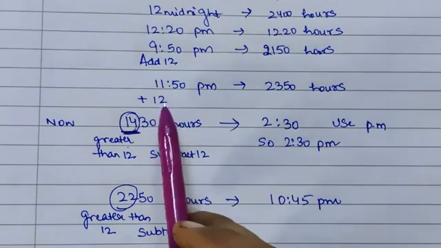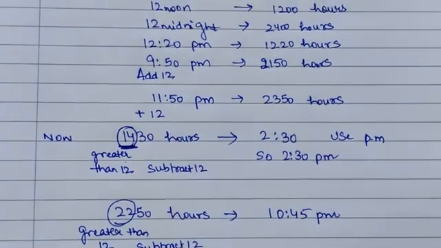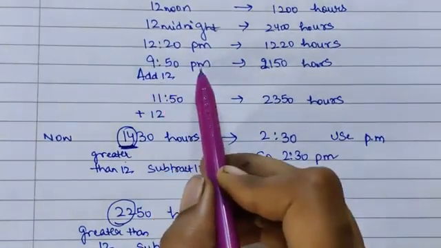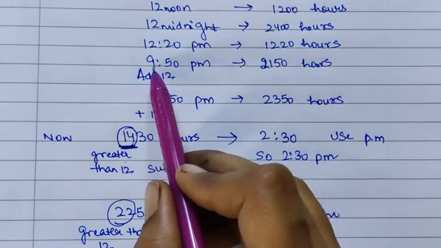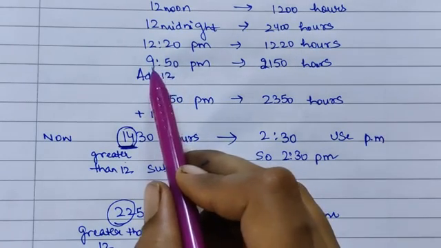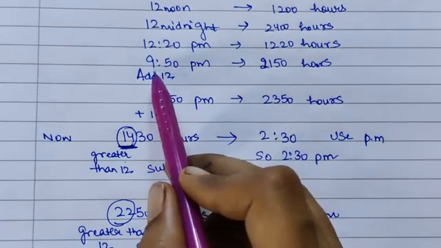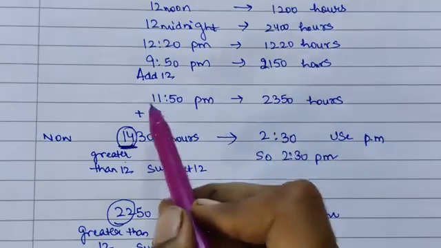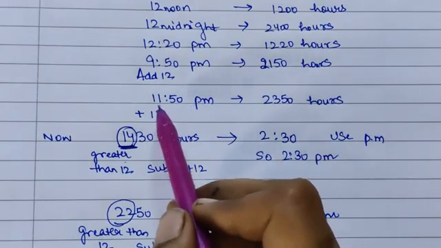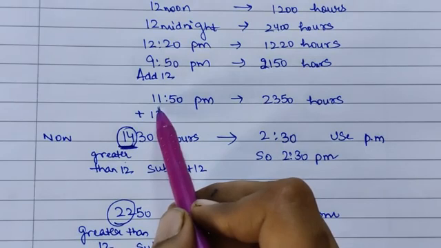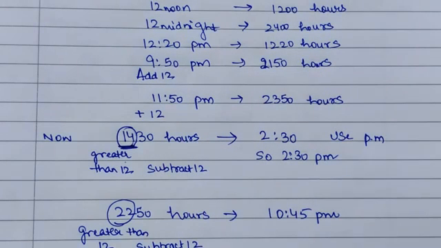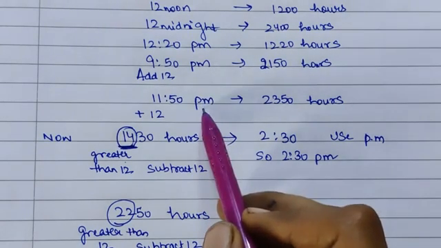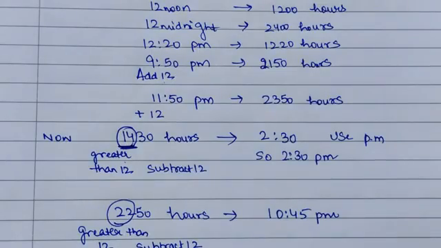So minus 12 will give you 2:30 PM. So now this was left. This also you can see: 9:50 PM in 12-hour clock. Here we will add 12. So what will we get? We get 21:50 hours. Clear? Since it is in PM, that's why we will add 12.